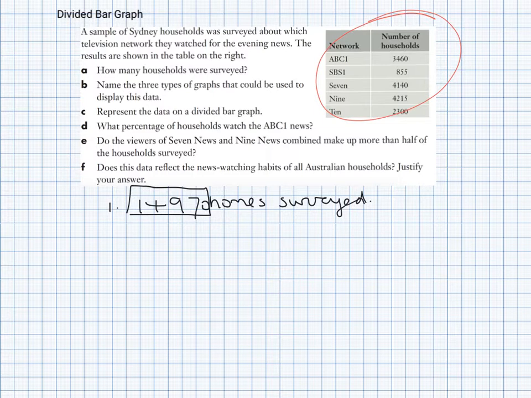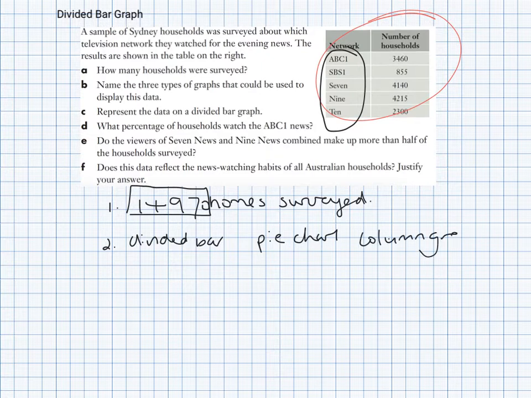The next part of the question is: name the three types of graphs that could be used to display this data. Well, this is not quantitative, this is categorical data. So that means we're looking at a divided bar graph, or we could do a pie chart, or a column graph. There are probably some others, but there are three main kinds.